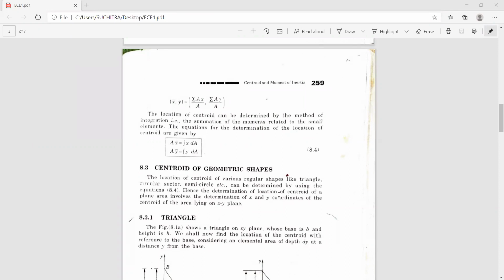Hence, the determination of location of centroid of a plane area involves the determination of x and y coordinates of the centroid of the area lying on the xy plane. Now, we shall discuss how to locate the centroid of various geometric shapes by the method of integration. So first, we should start with a triangle.